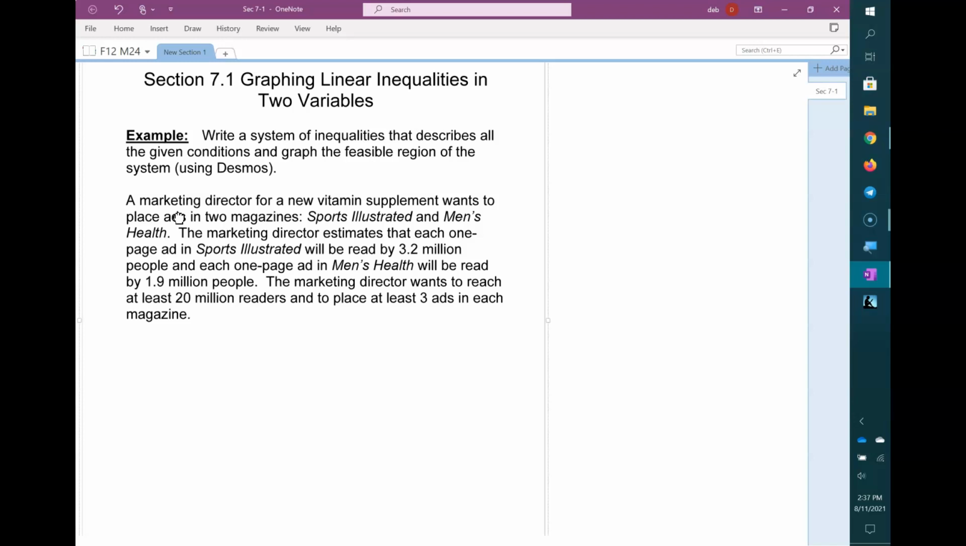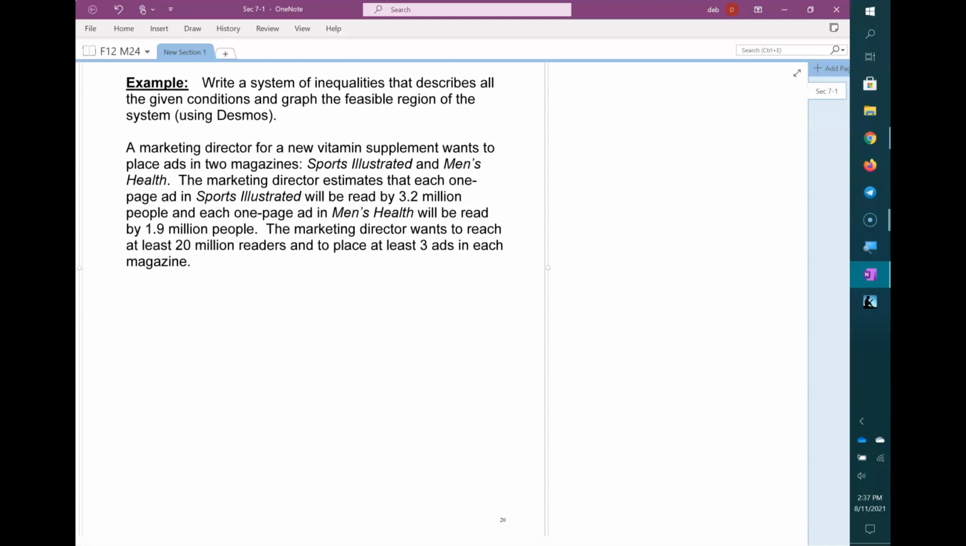So we're supposed to write a system of inequalities that describes all the conditions and graph the feasible region. And in this case, we'd use Desmos because they're weird numbers that would be hard to do by hand. So a marketing director for a new vitamin supplement wants to place ads in 2 magazines.